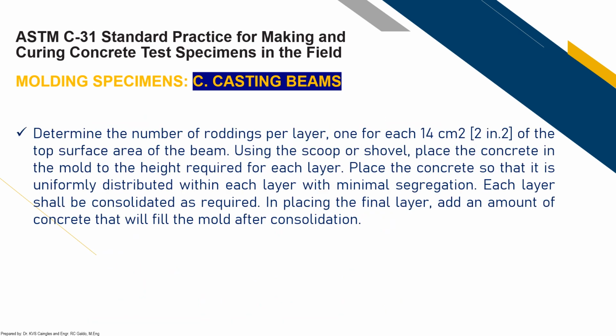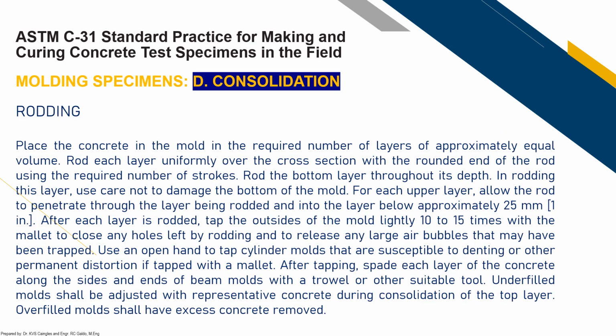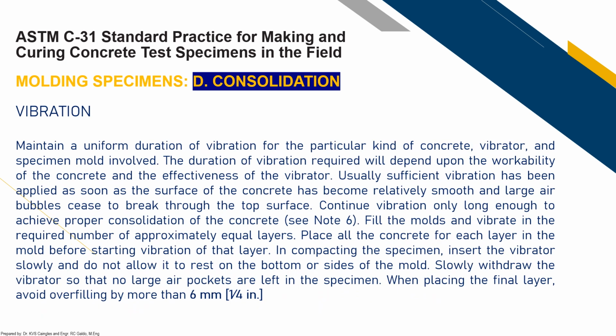Next, we now proceed to casting of beam samples. Okay. So you determine the number of roddings per layer, one for each 14 square centimeters of the top surface area of the beam. Okay, that is the number of roddings per layer. So we proceed to consolidation. The methods of consolidation for this practice are either rodding or internal vibration. Okay. Now for rodding, it is the same as in ASTM C192. Okay. And also for vibration.